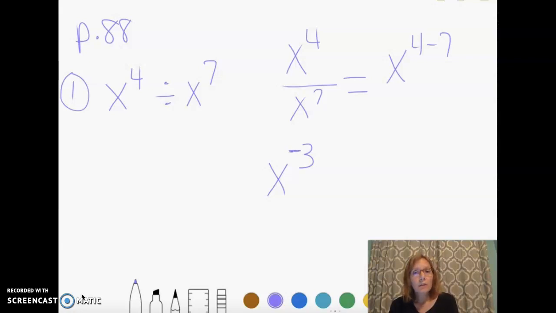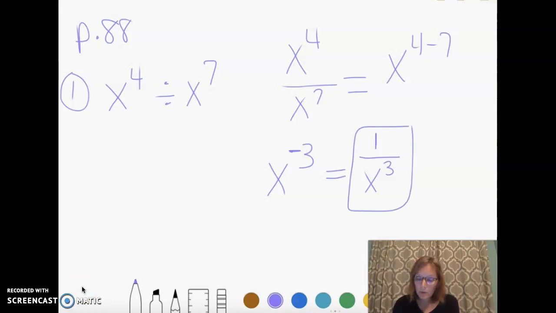Now, here's what we're learning today. I cannot end with a negative exponent. It's just not allowed in math. So what I have to do is make that exponent not negative anymore. And the way you do that is you write the reciprocal or the inverse of that exponent, and it just gets rid of the negative for you, okay? So what I'm going to do is put a 1 on top and just move that whole x to the third to the bottom of my fraction. And that's how I get rid of the negative exponent. All right, let's do another one.